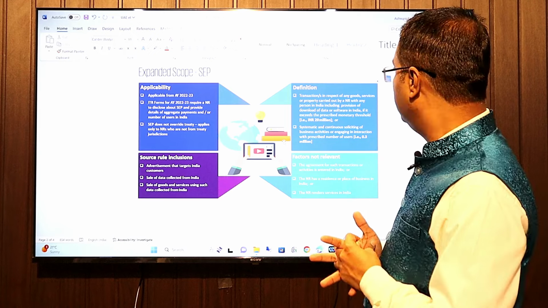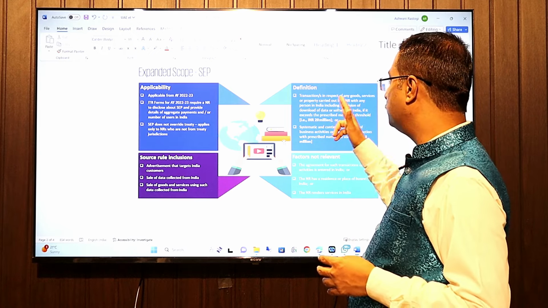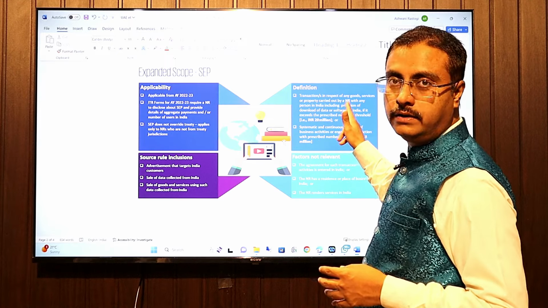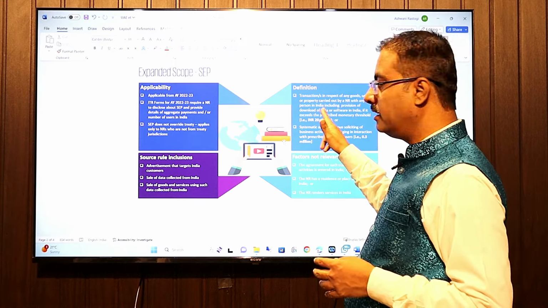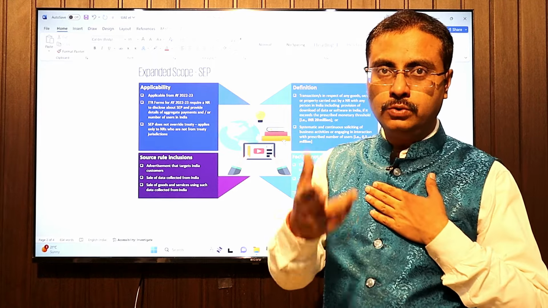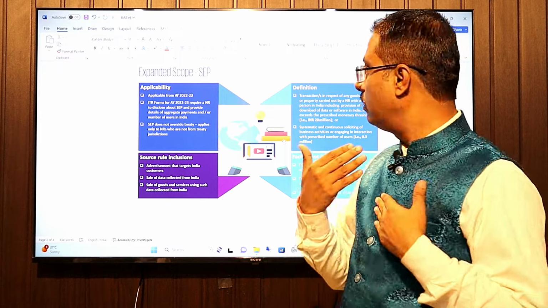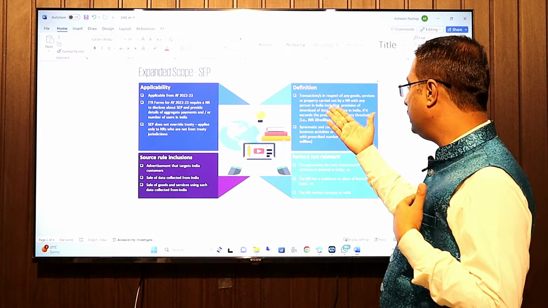So the definition is defined to cover any goods, services, property carried out by a non-resident with any person in India. I am a non-resident. I am dealing with you for sale of goods, for sale of services, for any property.